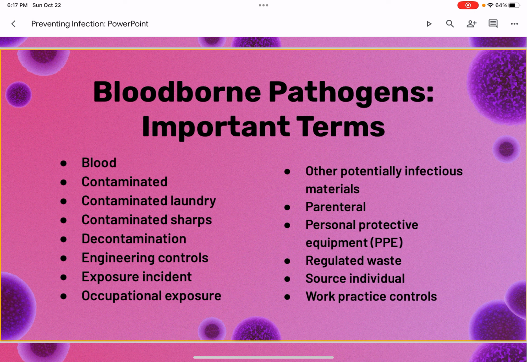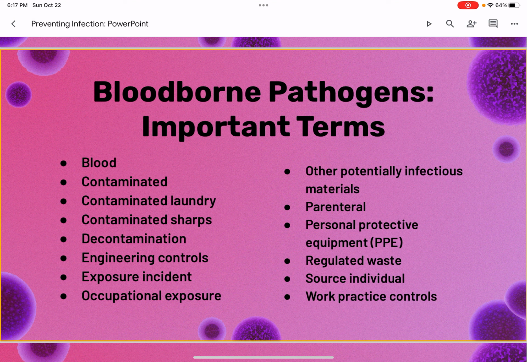An occupational exposure is reasonably anticipated skin, eye, or mucous membrane contact with blood that may result from an employee's duties. Other potentially infectious materials include human body fluids, any tissue or organ from a human other than intact skin, HIV-containing cell or tissue cultures, organ cultures, and HIV or hepatitis B containing culture medium or other solutions. Piercing mucous membranes through the skin, needle sticks, human bites, cuts, abrasions, or others are parenteral exposures.